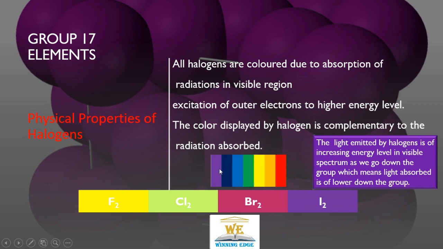Let's see this in a video. We observe the color of fluorine as yellow, so its complementary color will be on the higher energy side. Higher energy, near violet radiation, will be absorbed by fluorine for excitation. Chlorine is greenish, so it will be of a bit lower energy. Bromine is going toward reddish, so energy will be on the lower side. Iodine, which is violet, has energy tilted toward the red end.